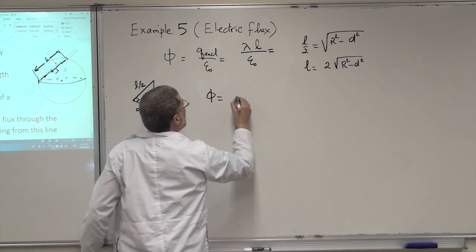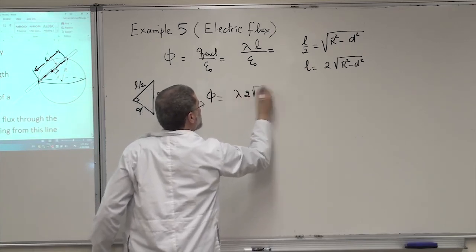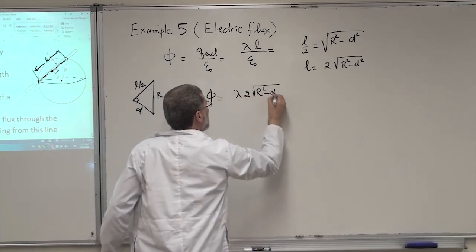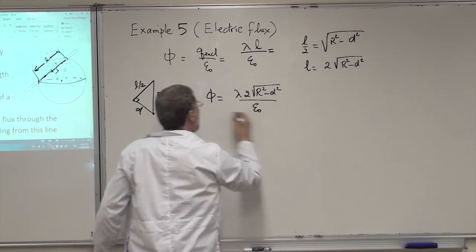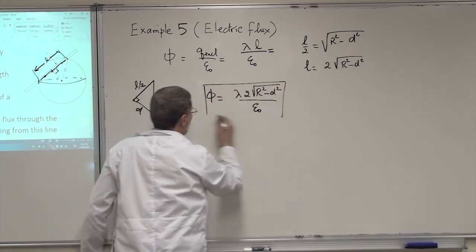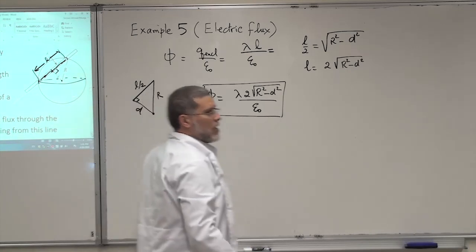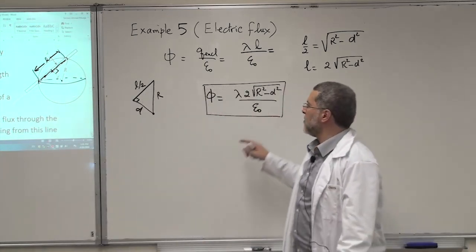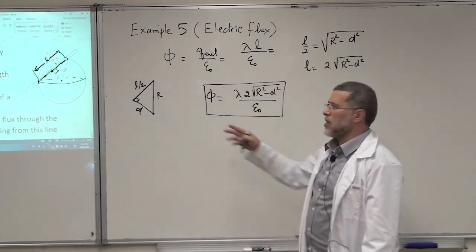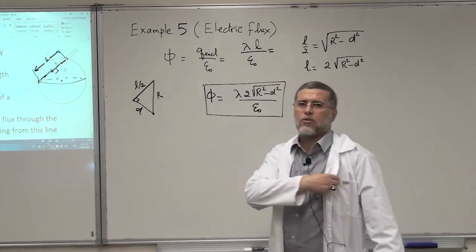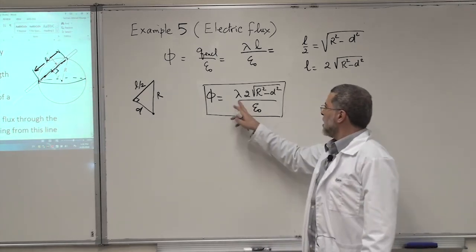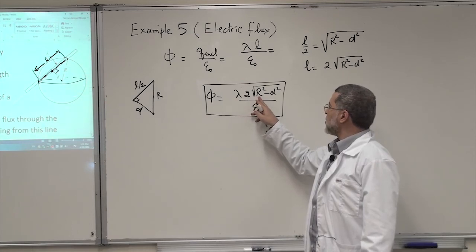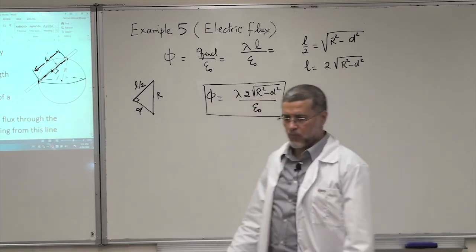So the flux is lambda times 2 square root of R squared minus D squared over epsilon 0. That's the final answer we are looking for. In this problem there are no numbers. In a multiple choice exam, one of the answers is 2 lambda square root of R squared minus D squared over epsilon 0. Thank you.